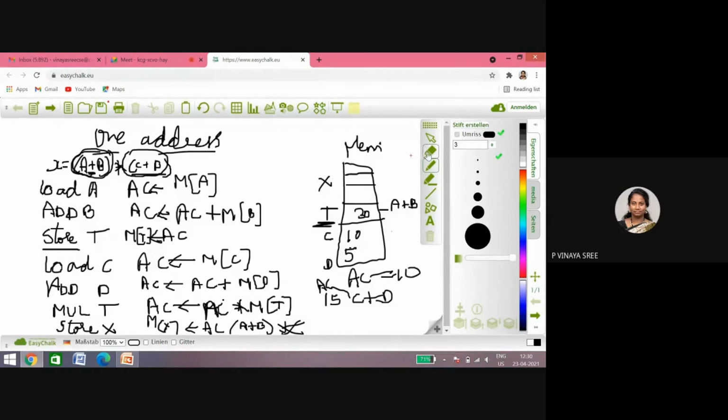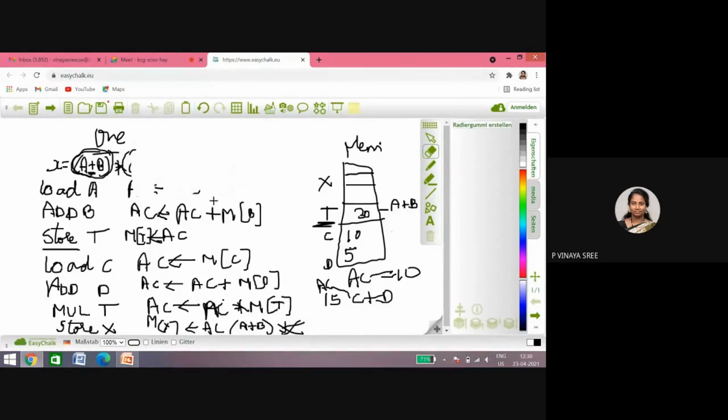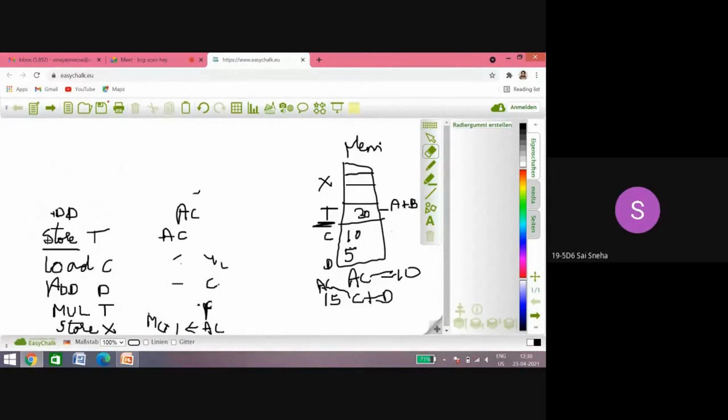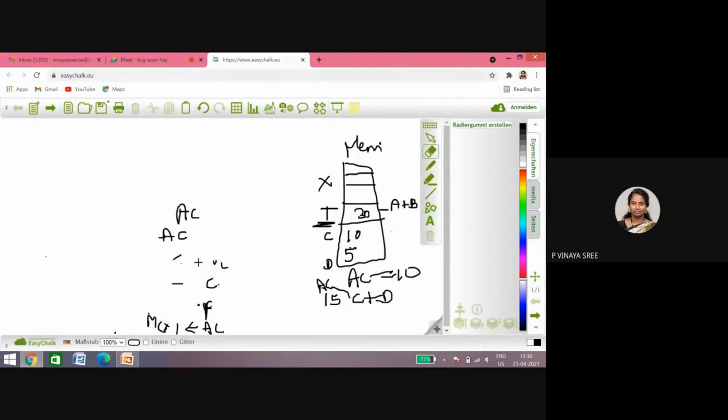Let me go for the other instruction format, which is the zero address instruction format. Zero address instruction format means the CPU organization is what? Stack, ma'am. Yes, stack organization. So write down everyone, side heading: zero address instruction format.